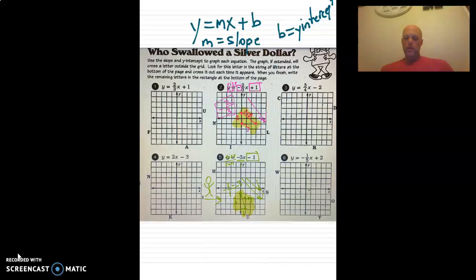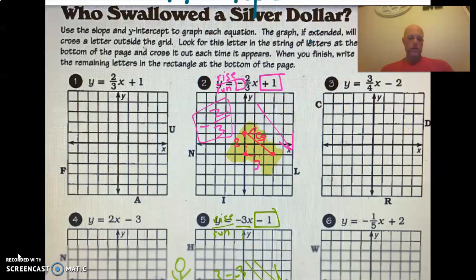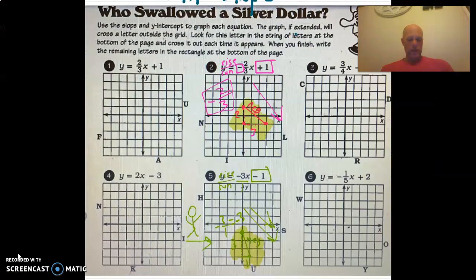Okay, so if it's a positive, like number 3, it's going to be going that way. And it gives you the rise over run, so that's good. You don't have to put a 1 underneath it. This is the y-intercept, -2. Just go down 2 on the y, like so. And I don't think there's anything else too difficult here.